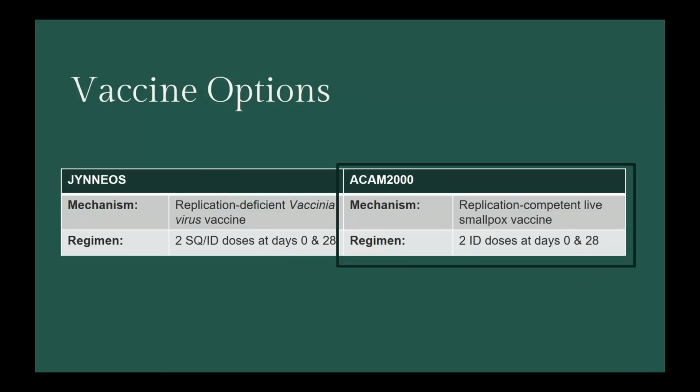There are two different types of vaccine. We have ACAM2000 and JYNNEOS. We're going to start with ACAM2000. ACAM2000 is a live, replication-competent poxvirus strain that can cause clinical infection in humans and transmit it to others.